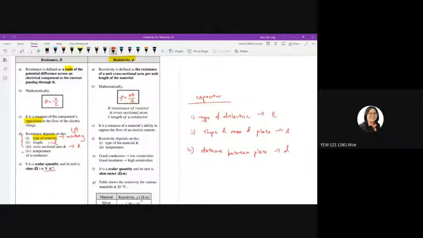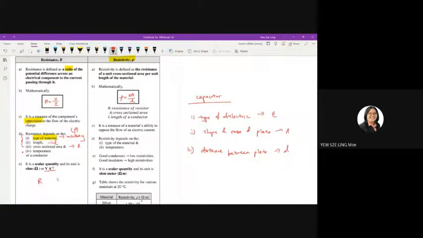Okay, so how do we know this one? Well, let us go back to resistance. Resistance, it tells you it depends on the type of material, which means R is directly proportional to rho. The second thing, it tells you it depends on the length. Well, to be more precise, we ignore the resistivity first. It depends on the length.